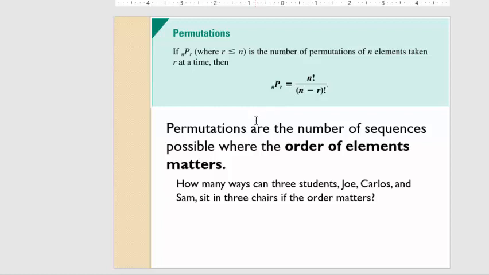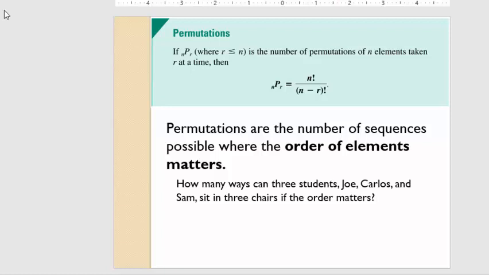nPr, and I'm going to show you how to calculate it using factorials. Factorials are the exclamation points that you see. So let's say we have 3 students, Joe, Carlos, and Sam, and we want to see how many ways those 3 students can sit in 3 chairs. The order is going to matter. So that means Joe, Carlos, Sam is different than Joe, Sam, Carlos. I count those sequences as 2.